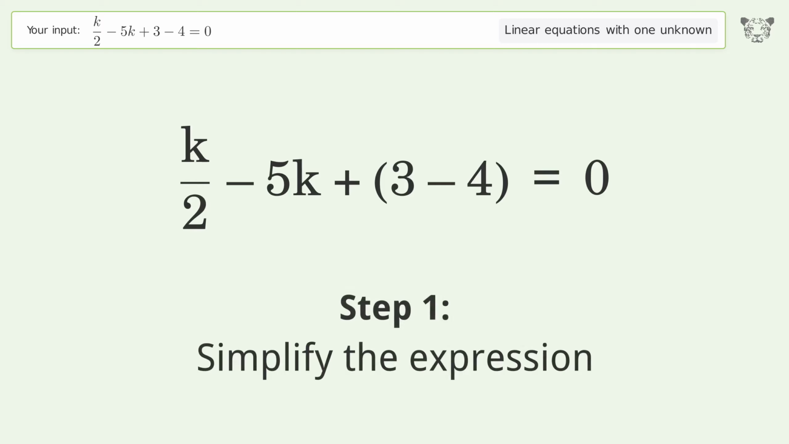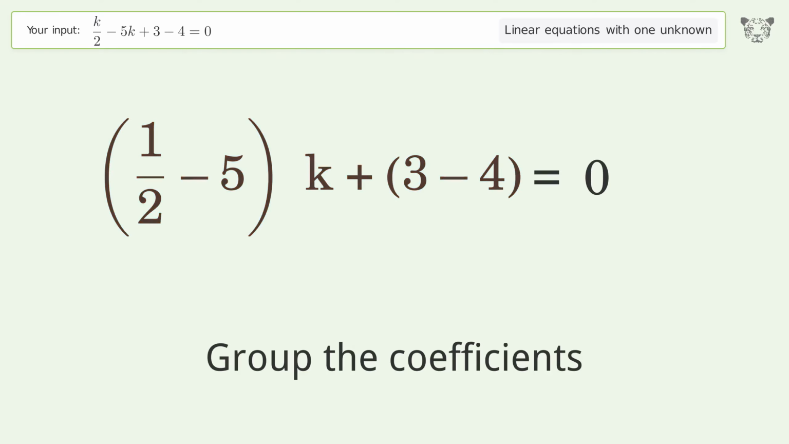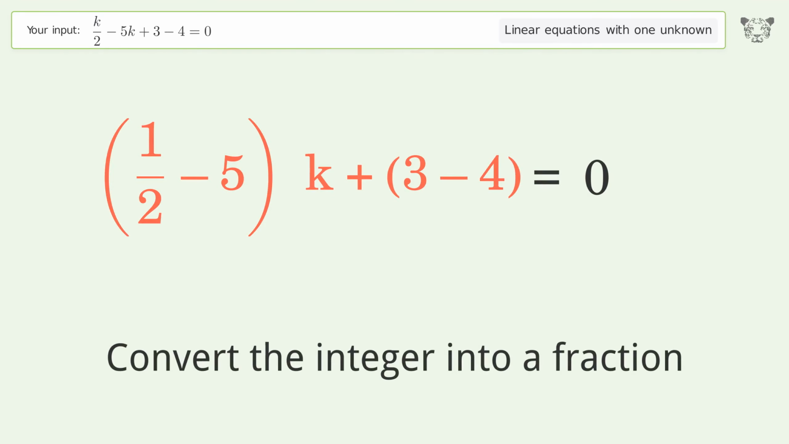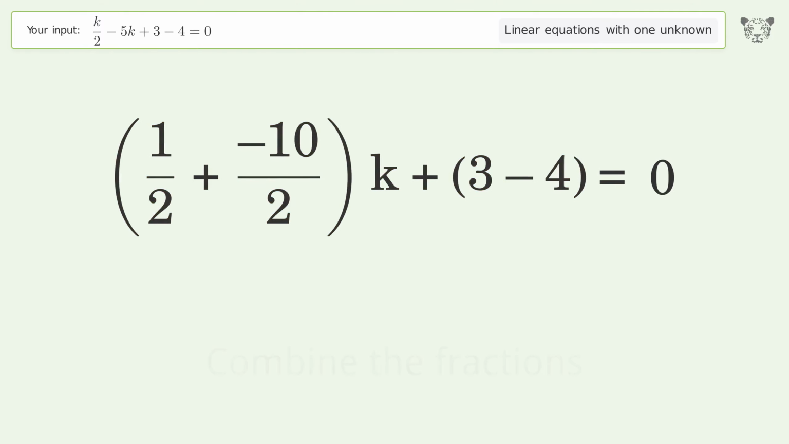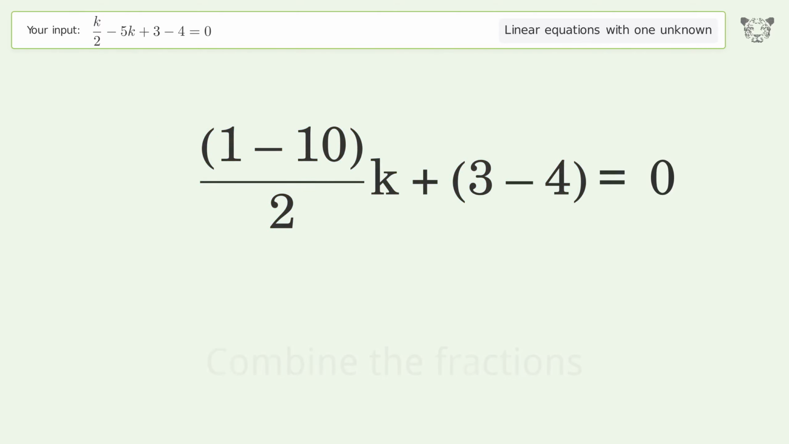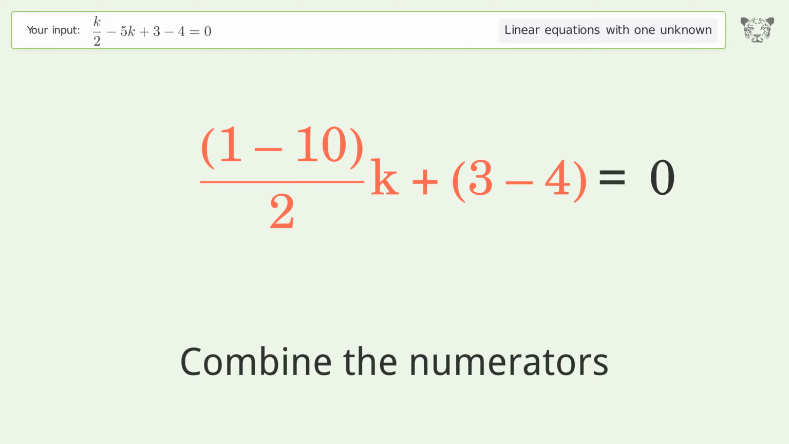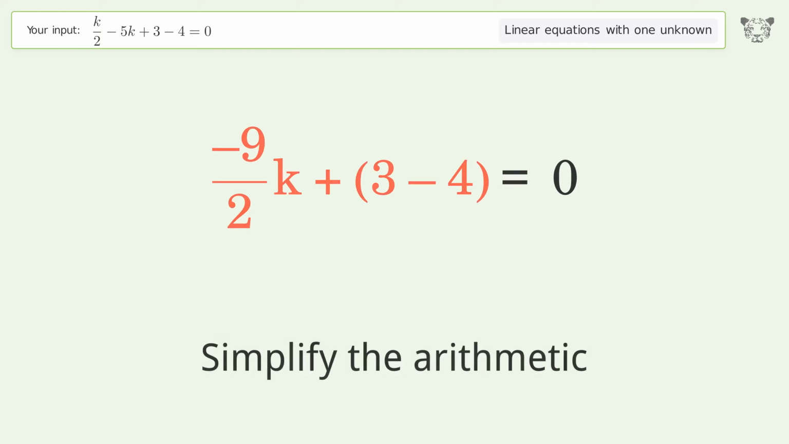Simplify the expression. Group the coefficients. Convert the integer into a fraction. Combine the fractions. Combine the numerators. Simplify the arithmetic.